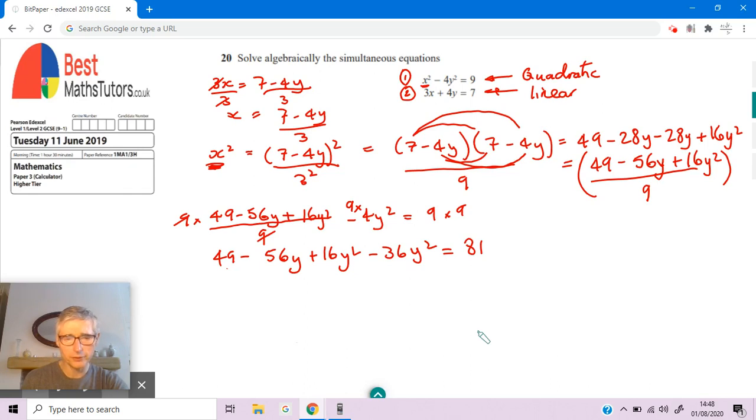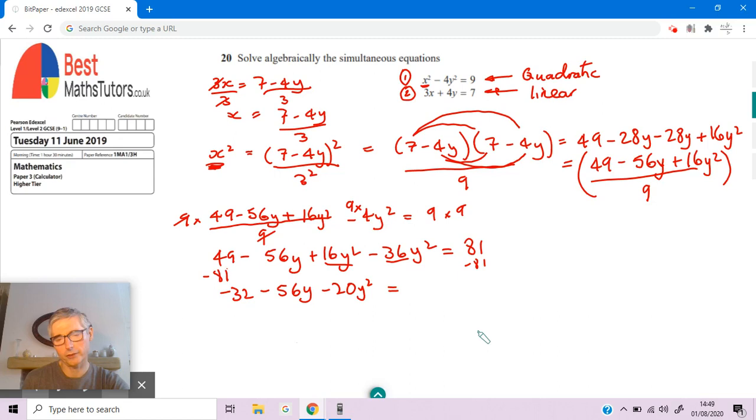I'm going to take the 81 over to the other side, so I'm going to take away 81 from both sides. That's actually going to give me, so minus 81 there, minus 81 there, making sure I'm taking away numbers from numbers, so not away from the actual y parts, so just from the 49 there, and that's going to give me minus 32, and then we've got minus 56y, and then if I take away 36y squared from 16y squared, then I'm going to get minus 20y squared.